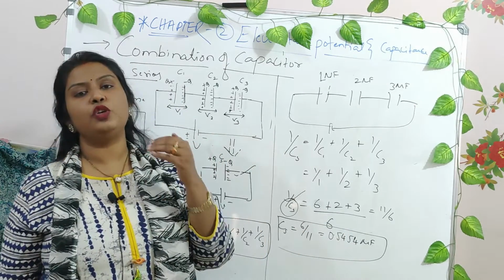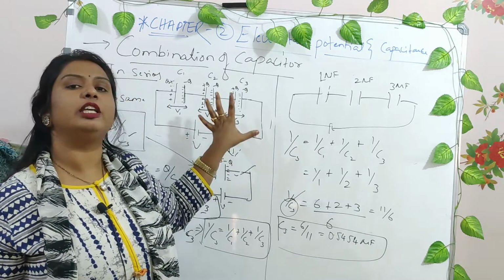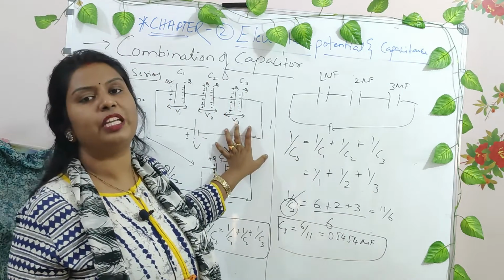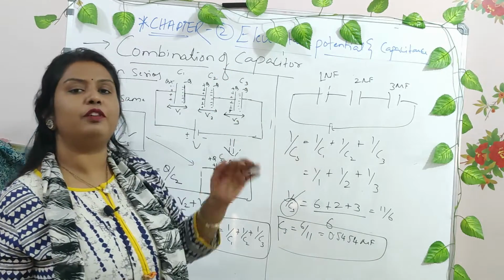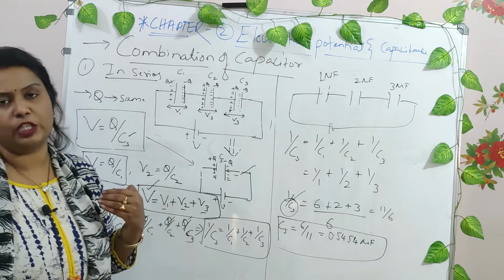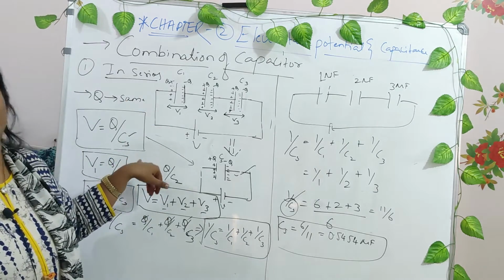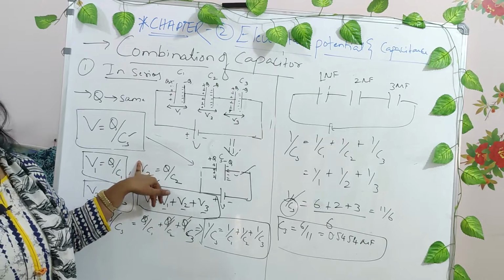And hence whenever you want to decrease the capacitance value, you select the series combination. Whenever you want to reduce the level of capacitance of the circuit, you always use this particular combination, that is the series combination of capacitors, right?